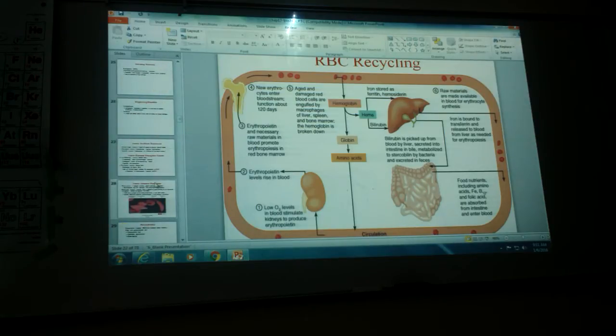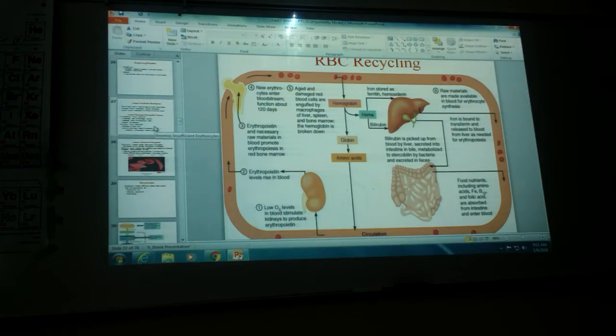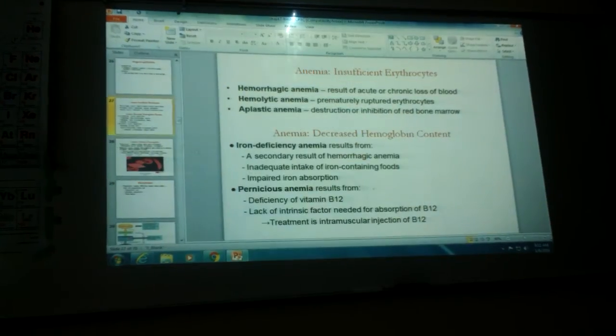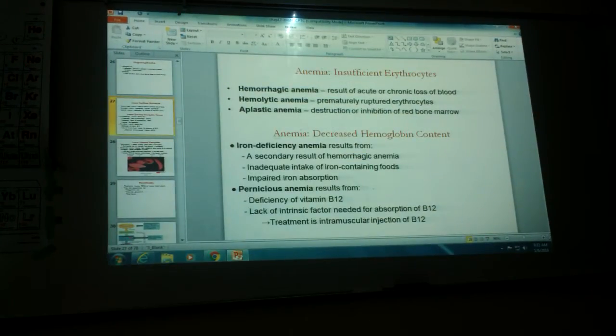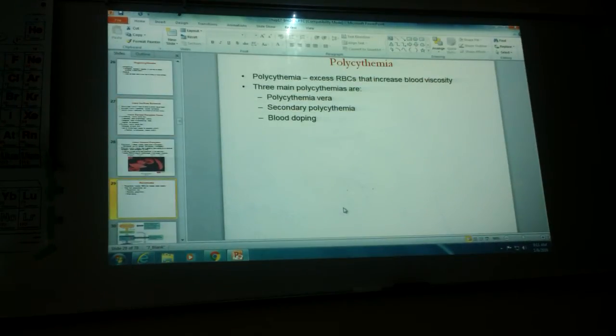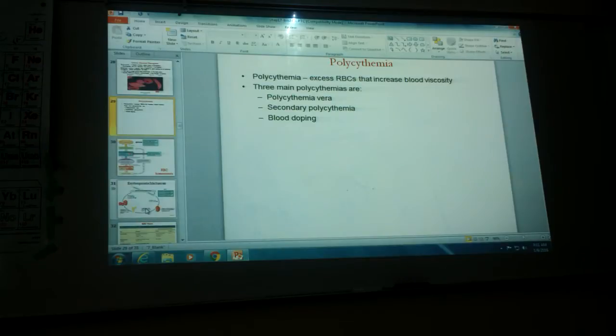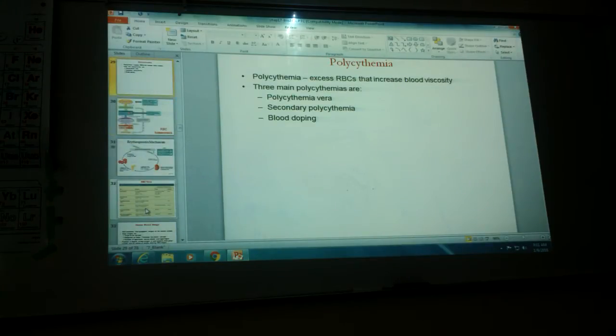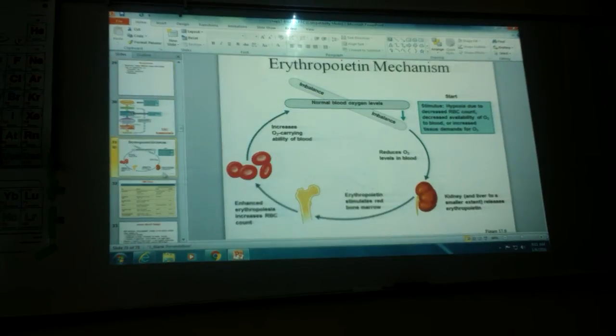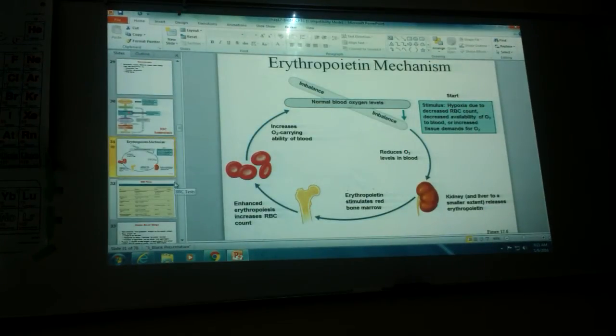Okay. So, I want you to know a few terms. Anemia, of course you know anemia if your red blood cell count is low. Okay. Polycythemia if there's too much red blood cells. So, what maintains red blood cell homeostasis? Your kidneys. Don't forget this.